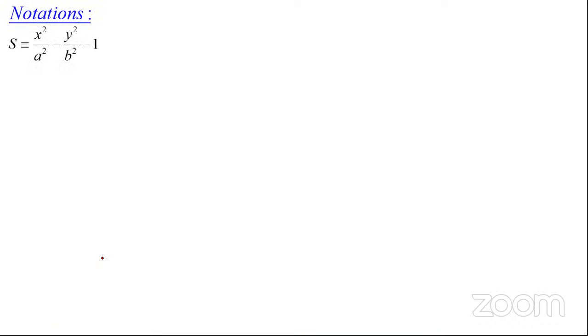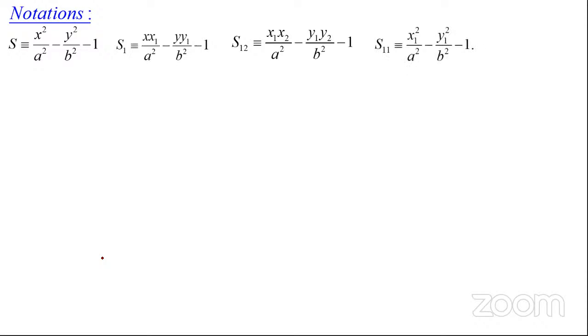Notations as usual, as in the previous one: S equal to x square by a square minus y square by b square minus 1, and S1, S12, S11. So these are x1 by a square minus y1 by b square minus 1, S12 equal to x1x2 by a square minus y1y2 by b square minus 1, S11 equal to x1 square by a square minus y1 square by b square minus 1. These are the notations we are using if the tangents are there. There is no need now, but you have to know that for future purposes. So you may use it in the MCET.